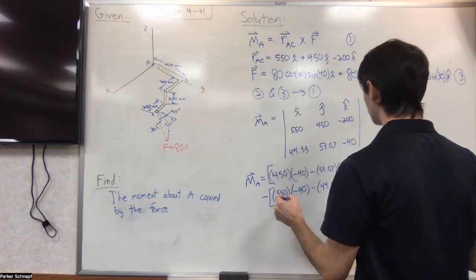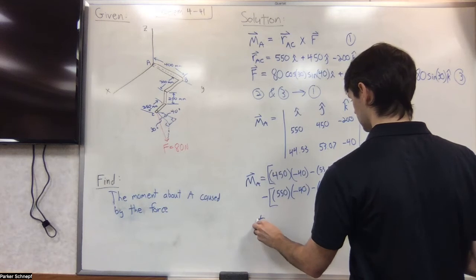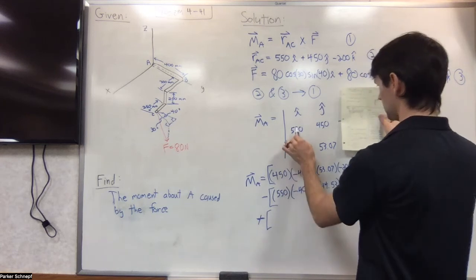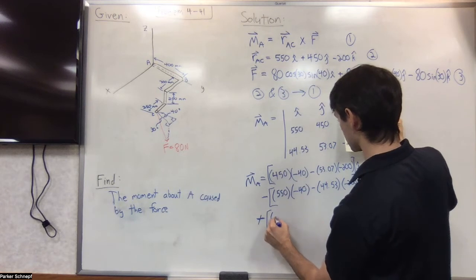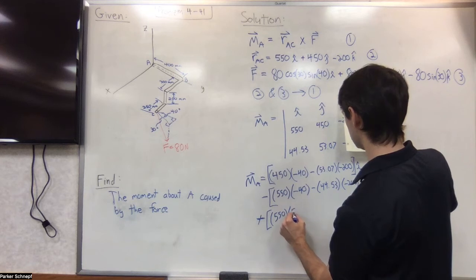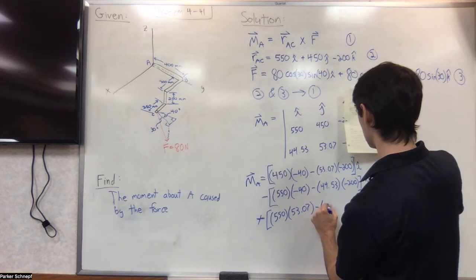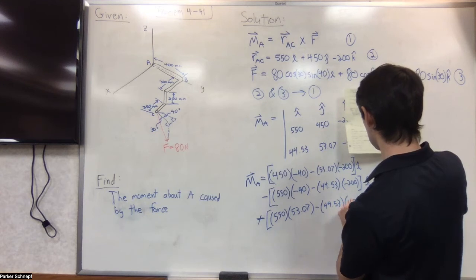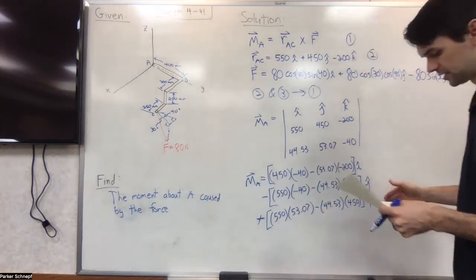And finally, I'll do my Z for K. So this one, I'm plus again, and I'm going to do the same thing. I cover up my K column and go boink, boink, just like we've done every other time. So we get 550 times 53.07 minus 44.53 times 450. So now I've got X, Y, and Z components.